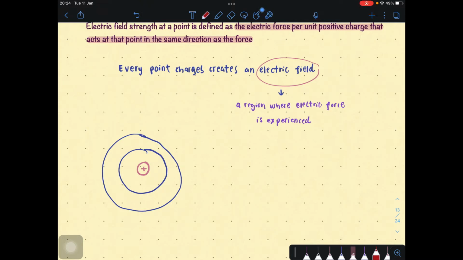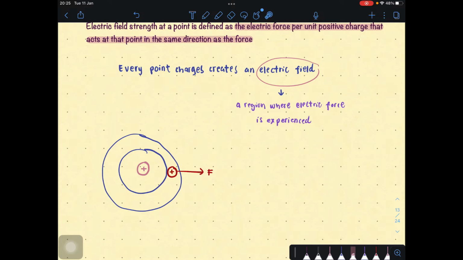So let's say if we place another charge inside the region. So we place another positive charge inside the region. This positive charge will experience an electrostatic force. Okay, it will experience a force. Since it is positive, positive with positive will experience a repulsive force. So they will repel each other. When they repel, it means the direction of the force will be going to the right.